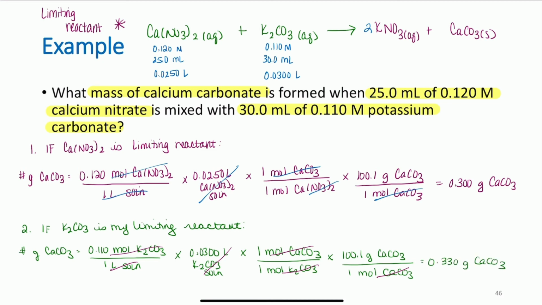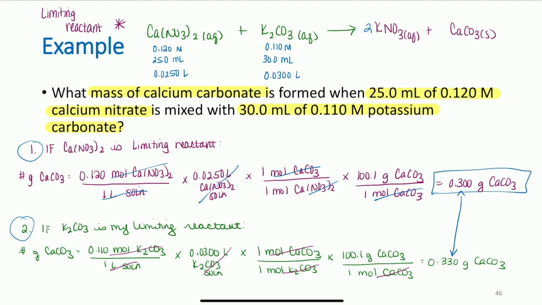What does this really mean though? What I have to do is compare these two numbers. Basically the process that I followed is telling me that the first one is telling me if I react all of my calcium nitrate, if nothing else limits my reaction, I will produce 0.3 grams of calcium carbonate. Number 2 is telling me if I react all of my potassium carbonate, nothing else limits the reaction, I will produce 0.33 grams of calcium carbonate.